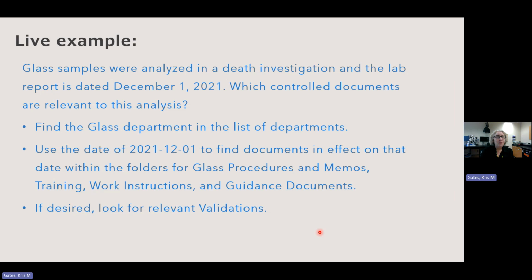So let's look at one more example. If you had a glass case where glass samples were analyzed in a death investigation and the lab report was December 1st, 2021, which control documents would be relevant to analysis? So first, we would need to locate the glass department in the list of departments on the FDP, and then use that report date to find the documents that are in effect within all the various folders. And then if desired, we would look for relevant validations as well.